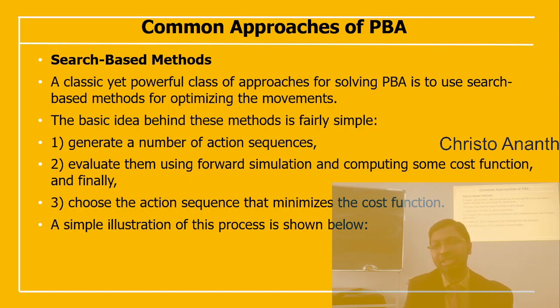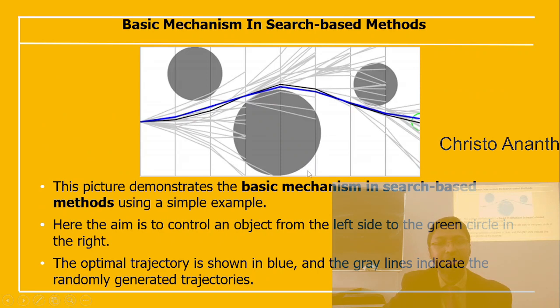So we have search-based methods, a classic yet much more powerful class of approaches for solving physically based animation. Here you use search methods for optimizing the movements. The idea is very simple. You generate a number of action sequences, evaluate them using forward simulation, and compute the cost function. Finally, you choose the action sequence that minimizes the cost function. This is the basic mechanism in search-based methods.